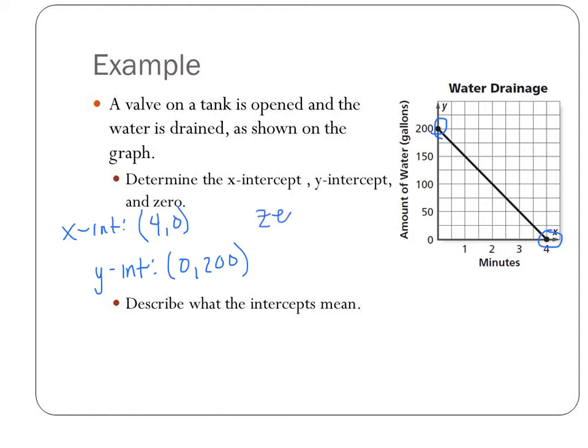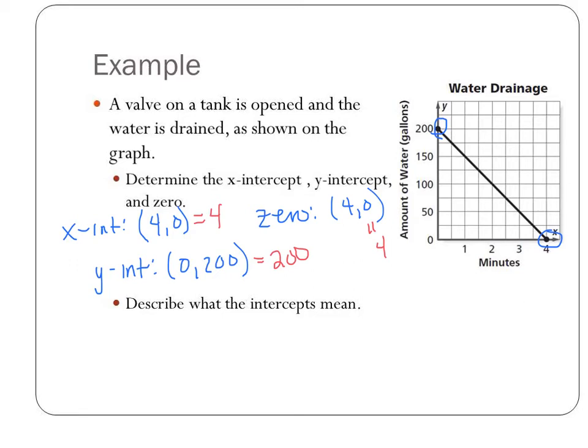What is my 0? Well, my 0 is also my x-intercept, right? Now, I am also okay with your x-intercept, you can just write 4. Your y-intercept is 200. And then your 0 would just be 4. So I'm okay with either one of those. But we need to describe what the intercepts mean.